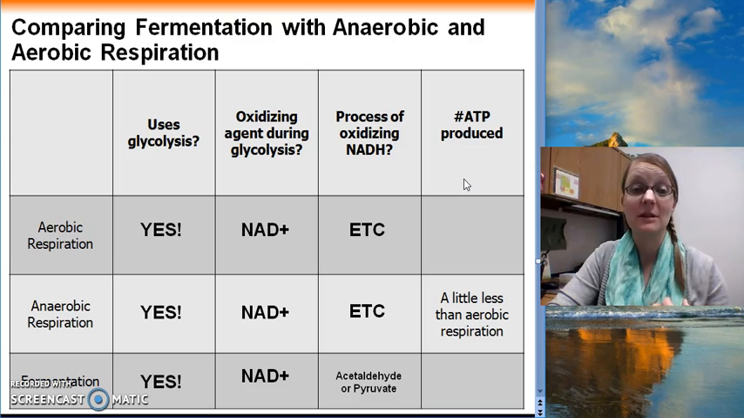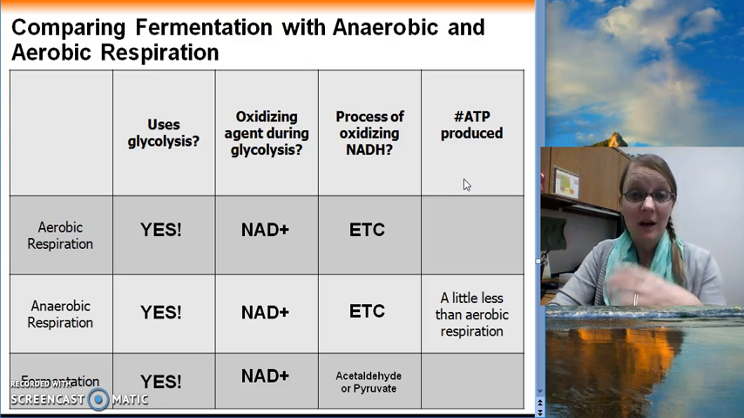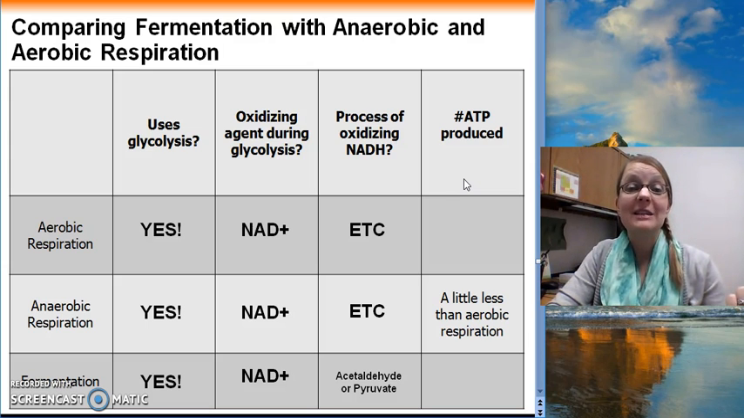That's going to grab those electrons from NADH, oxidizing it back to NAD+. Or in lactic acid fermentation, the pyruvate directly is going to accept those extra electrons from NADH, again oxidizing it back to NAD+. All right, let's think about how many ATP are produced.